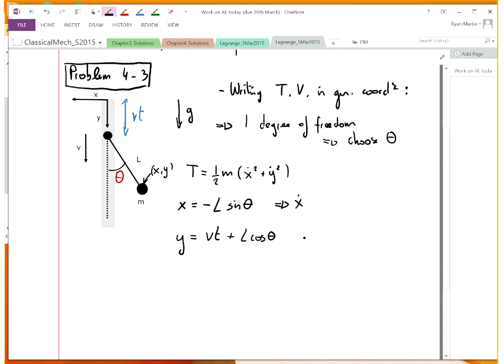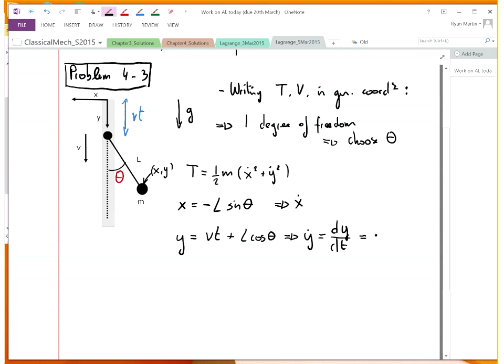So then you need to know what x dot is. And you need to find out what y dot is. And I really write it out explicitly, y dot is dy by dt. So when you do y dot, you're going to end up with a term that's v plus L cos theta, with the time derivative of that.